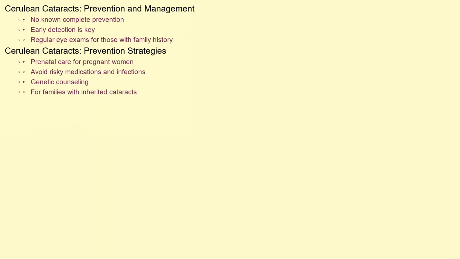Currently, there is no known way to completely prevent cerulean cataracts, especially those with a genetic component. However, individuals with a family history of cataracts should undergo regular eye examinations to detect the condition early. Pregnant women should receive adequate prenatal care and avoid potential risk factors, such as certain medications and infections, that could increase the risk of congenital cataracts. Genetic counseling may be beneficial for families with a history of inherited cataracts.